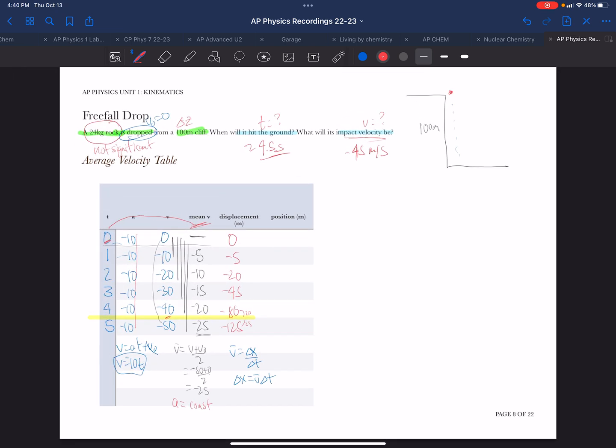We could answer multiple questions. When will it fall 30 meters? When will it fall 70 meters? When will the velocity be 15 meters per second? We can answer all kinds of questions from this table.